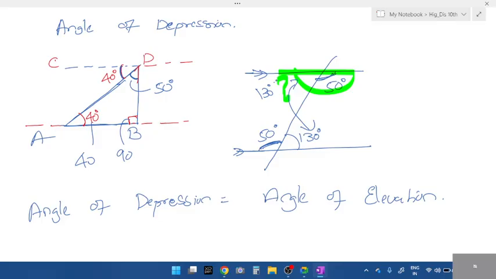And other things are the same. We use the tan concept, sine, tan, cos, according to the sides which we need to find.